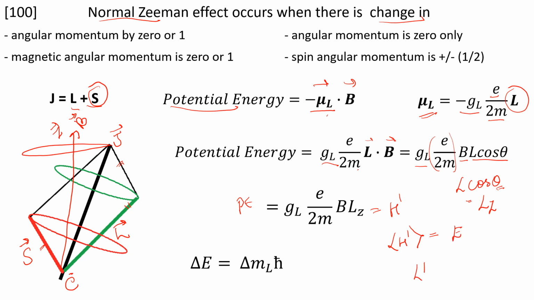So the expectation value of L Z is nothing but m L h cross, where m L is the magnetic angular momentum quantum number. Now the change in energy, that means transition, is equal to delta m L into h cross, and the change in m L must be either plus or minus 1, or 0. So your answer is that the magnetic angular momentum quantum number should vary by 0 or plus or minus 1.